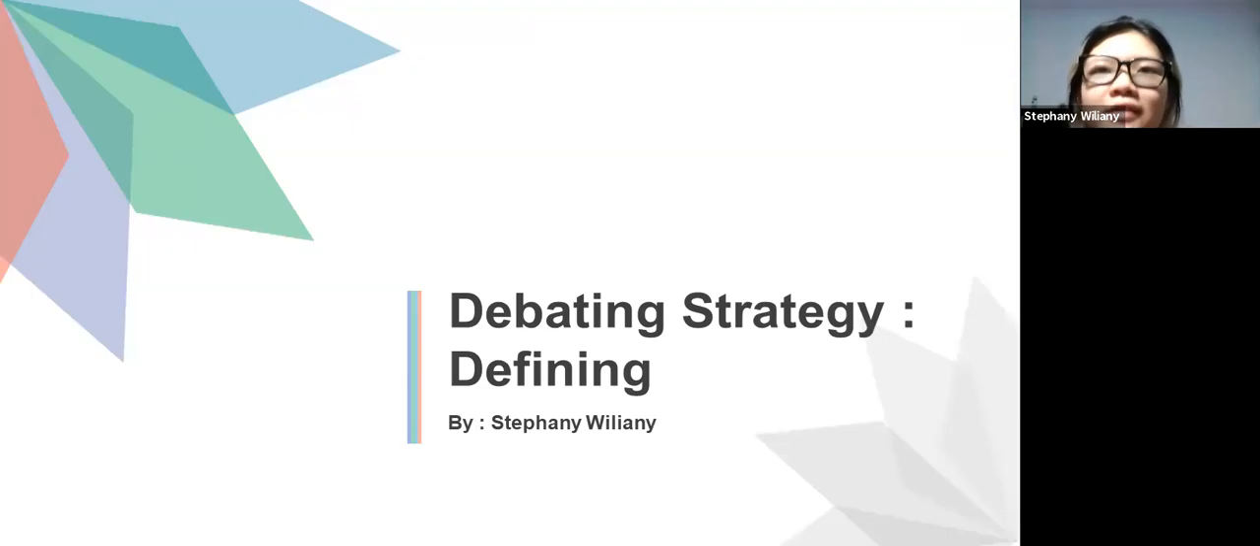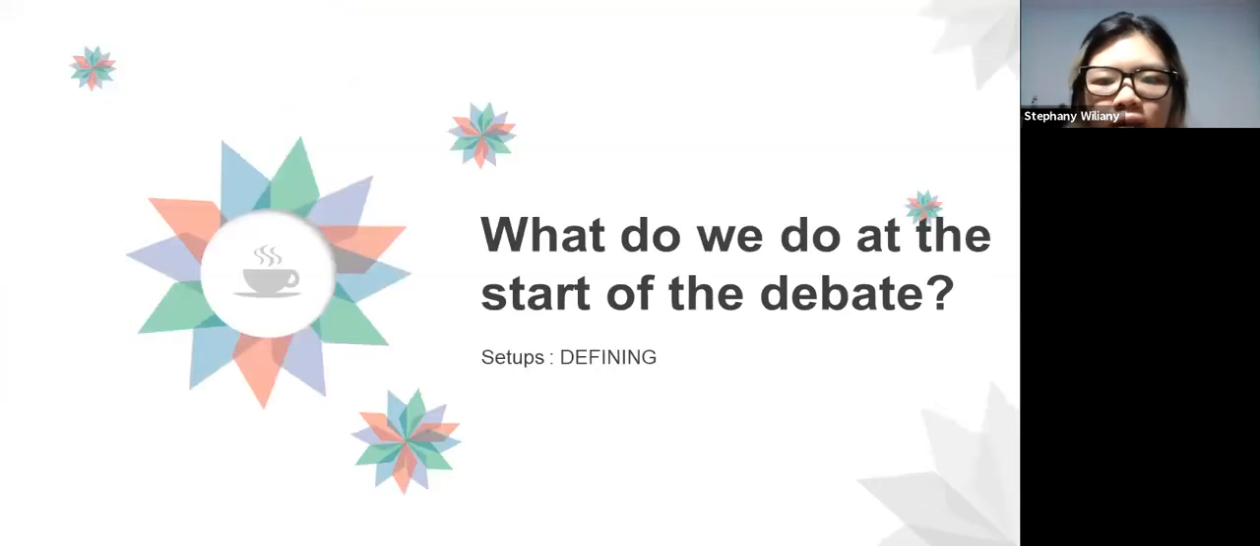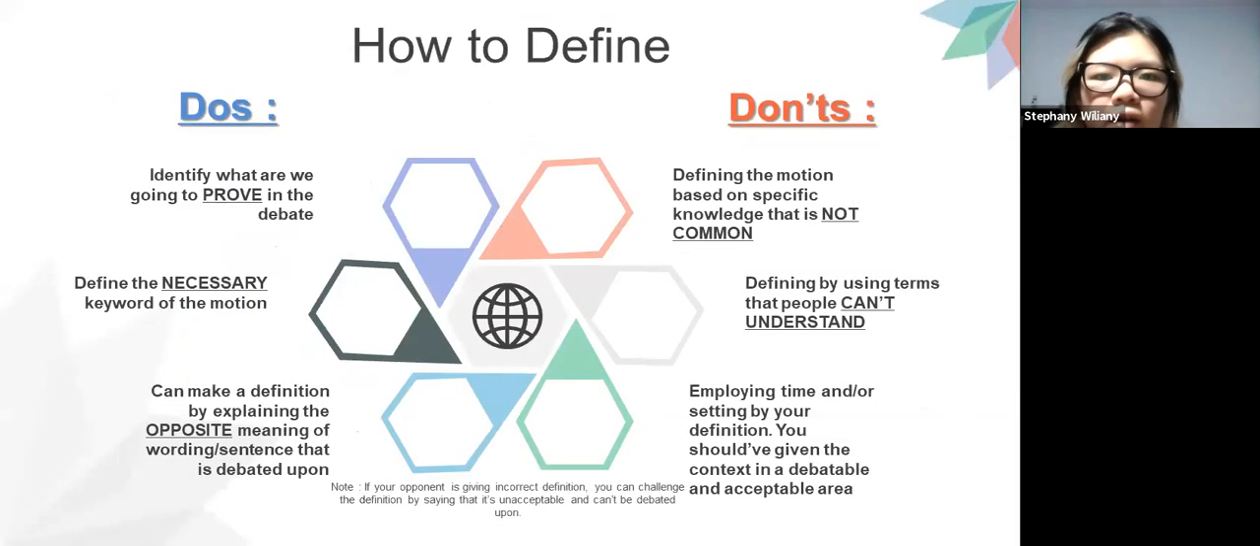Hi, in today's weekly debating practice, we are going to be learning about one of the basic debating strategies, which is defining. So first of all, what do we do at the very start of the debate? Of course, we do not go straight towards the argument. Instead, we have to build up the setups and define things that we are going to be debating upon in the debate. So firstly, we have to learn how to define.